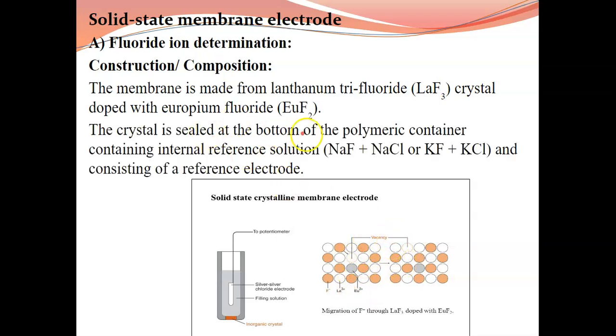So the crystal is sealed at the bottom of a polymeric container containing internal reference solution, which is NaF plus NaCl, or it can be KF plus KCl, and it consists of a reference electrode as well. So it is going to have an internal reference solution as well as the reference electrode. So this type of crystal is used for determination of fluoride ion. If you have to determine the concentration of fluoride ion, then the crystal uses lanthanum trifluoride doped with europium fluoride.